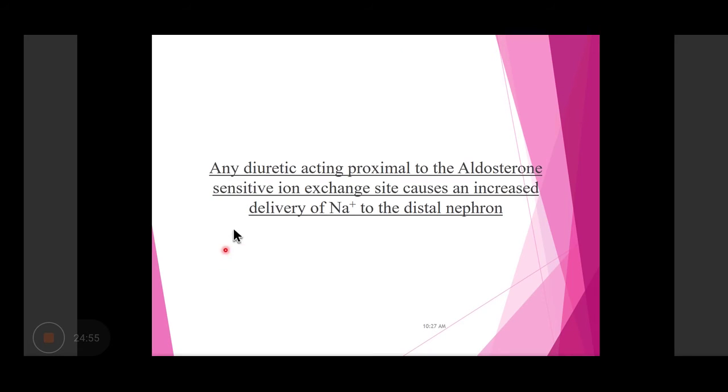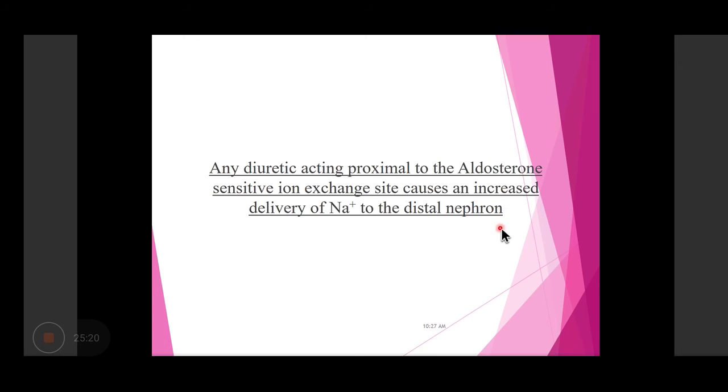This statement I've taken directly from KDT again, but it is so important that I had to make a slide out of it. What the author is saying is that any diuretic acting proximal to the aldosterone sensitive ion exchange site causes an increased delivery of sodium to the distal nephron.